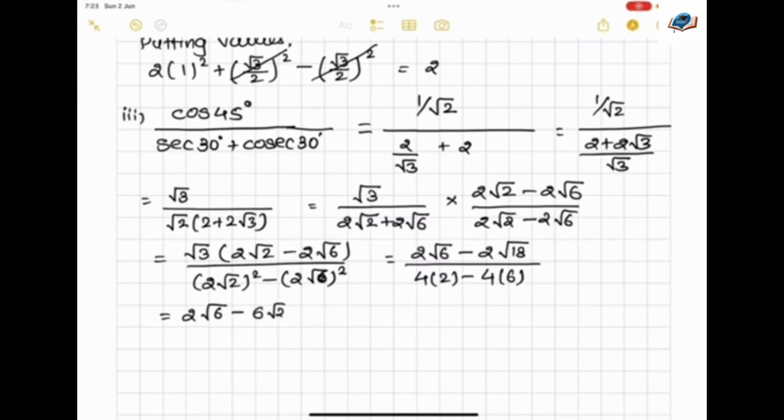So 3 twos are 6. So 6 root 2 upon 8 minus 24, so minus 16 came. So that will be 2 root 6 plus 3 root 2 upon 16. The negative sign I have taken up. Now I am taking 2 common from both. So 3 root 2 minus root 6 upon 8.